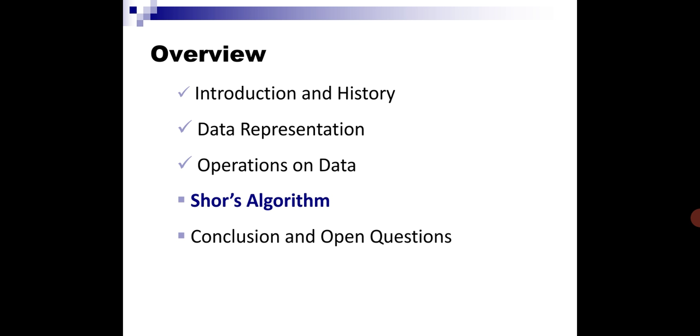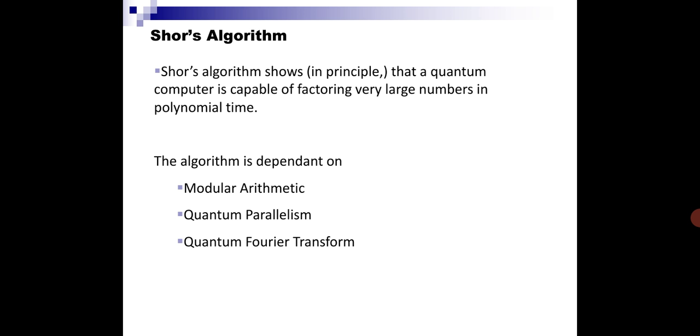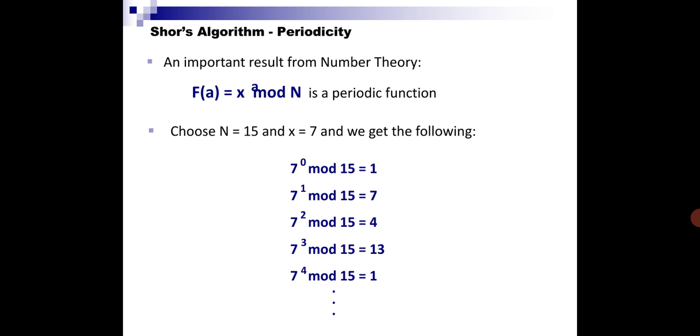There is also Shor's algorithm for that: the modular algorithm, quantum parallelism, and the quantum Fourier transform. According to Shor's algorithm, there is a periodicity. So 7^0 mod 15 is equal to 1, 7^1 mod 15 is equal to 7, and so on as the values continue.